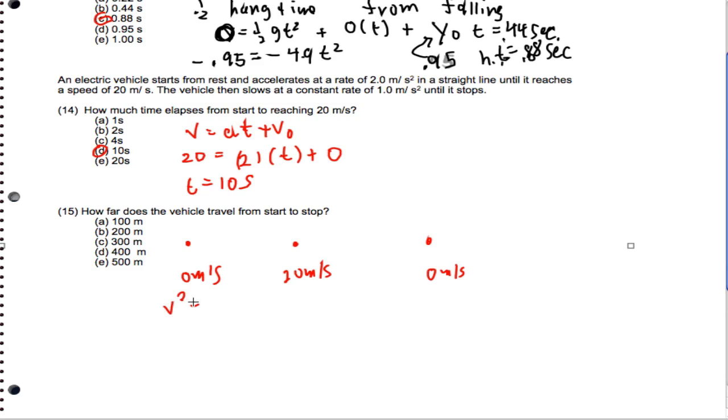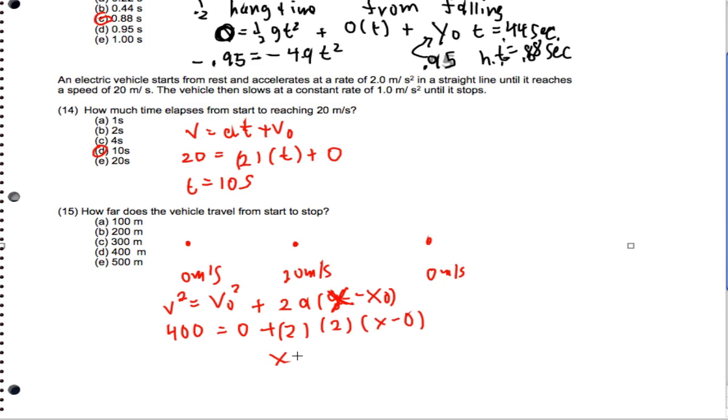So with that in mind, what I'm going to do is this. I'm going to say v squared equals v naught squared plus 2a times x minus x naught, and just put in some numbers. So I know that I reach a speed of 20 meters per second. When I square that, that's 400. I start from 0 plus 2 times 2 times x minus 0. So when I do this, I get x for the first part of my trip is 100 meters.